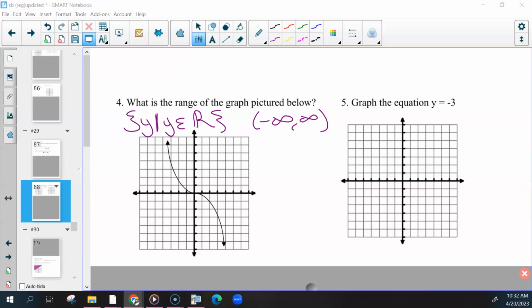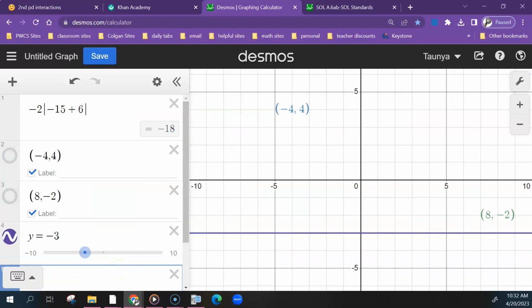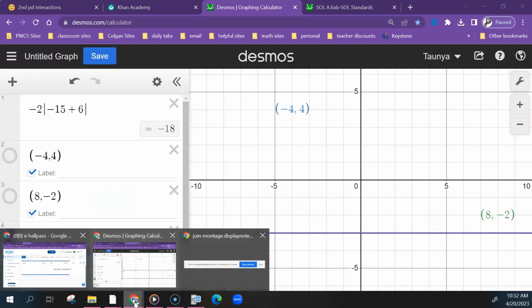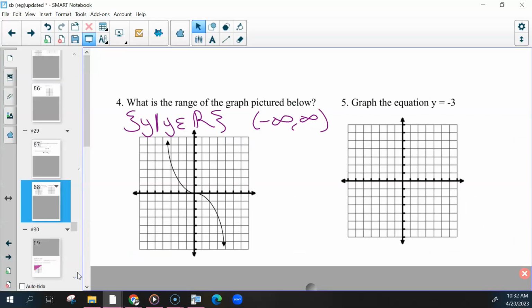And then 5, you had to graph. You could have used Desmos to double check what that looks like. So that would be a horizontal line at -3. So make sure you graph that. And draw arrows. Questions on those?